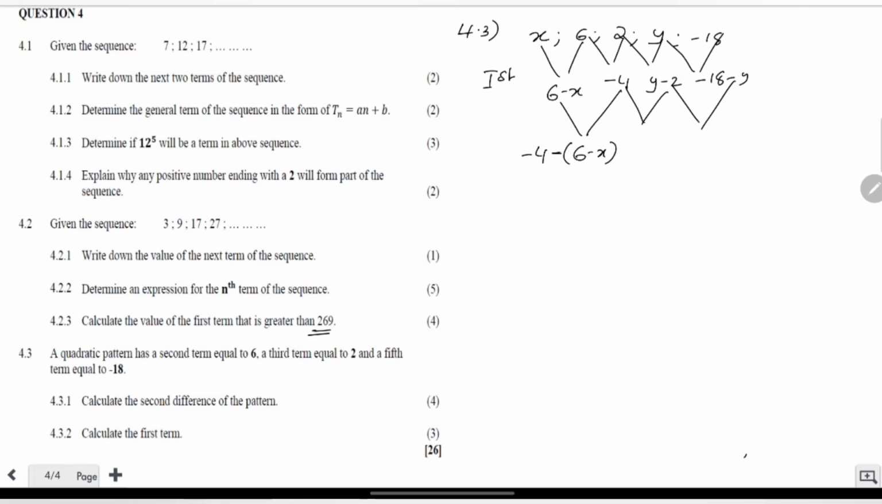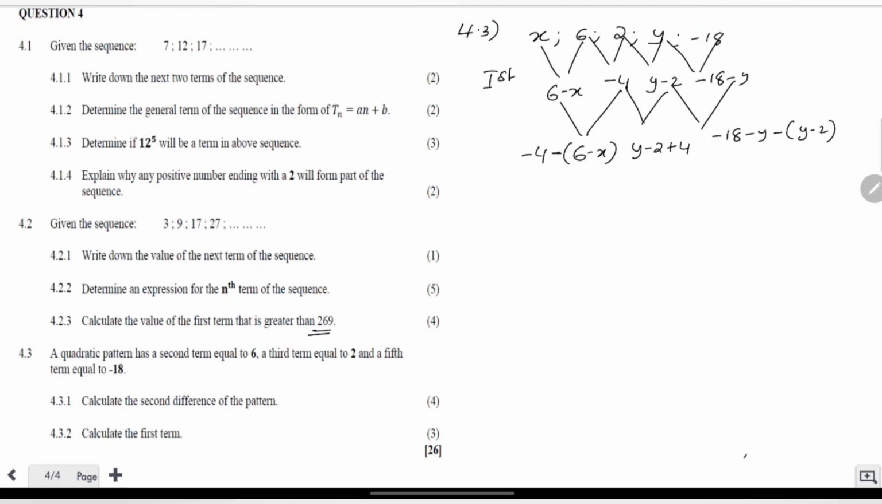6 minus x. Then this one is what? Y minus 2 minus, that is plus 4. Isn't it? Y minus 2 minus 4 is plus 4. So remember, that is very important. Then here it is minus 18 minus y. You have to take minus y minus, so you have to use a bracket, y minus 2.